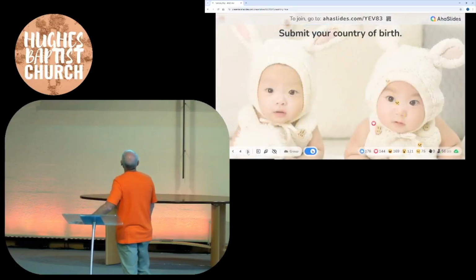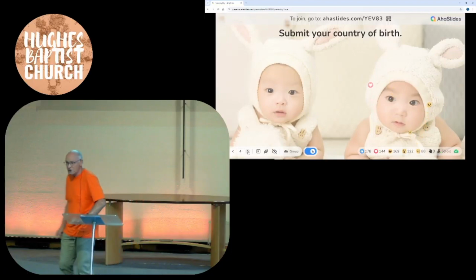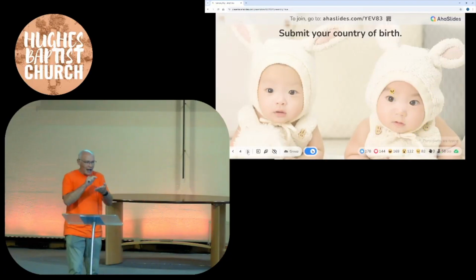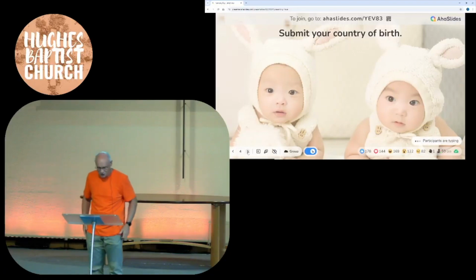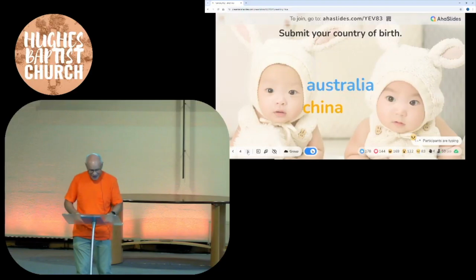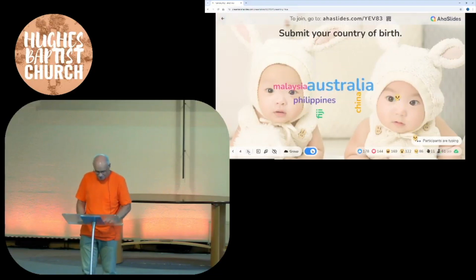Here I am again, creating a word cloud where people are asked to write in their country of birth. Okay, let's submit your country of birth. Okay, this time you'll have to type in your country of birth, and we're going to create a word cloud up on the screen. The more words we get, the bigger that word will become.